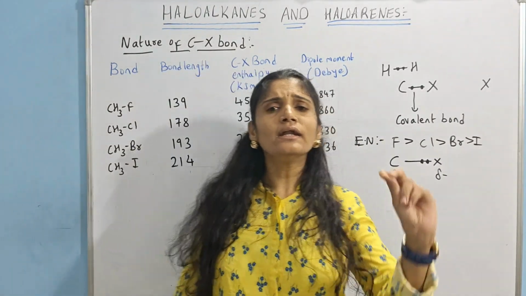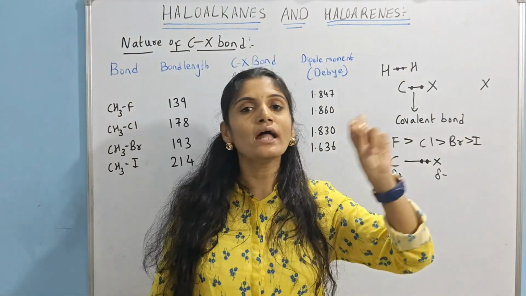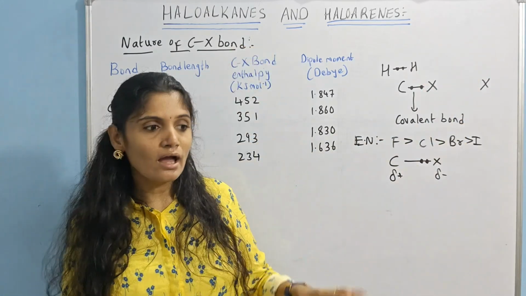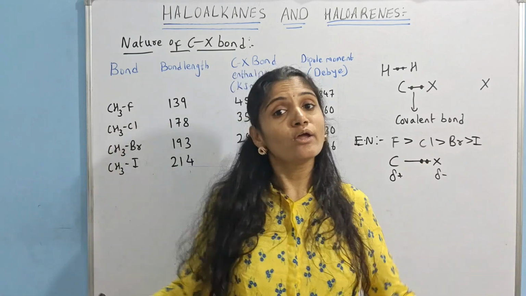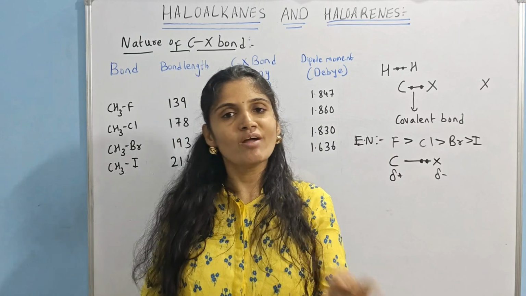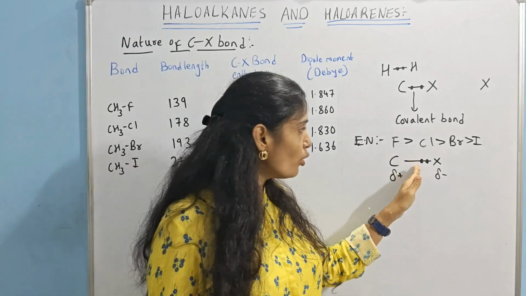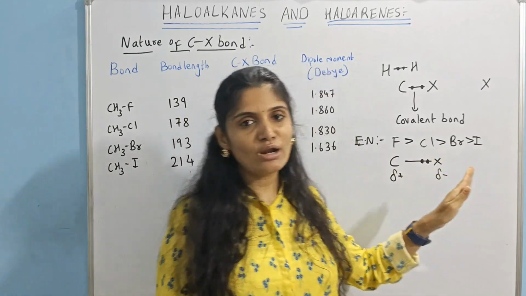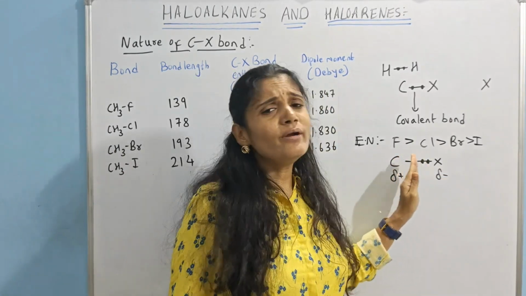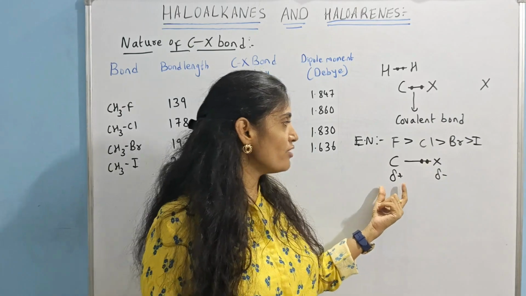We don't take literally positive and negative like you take in an ionic bond. In ionic bond we take Na plus cation and Cl minus anion. I am not talking about literal cation and anion here. We are only using partial positive and partial negative because electrons are a little bit more inclined towards the halogen here. I gave it partial negative. Electrons are a little bit away from this carbon, so I gave it partial positive.